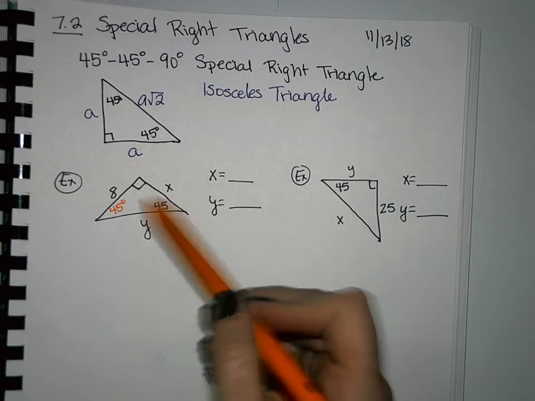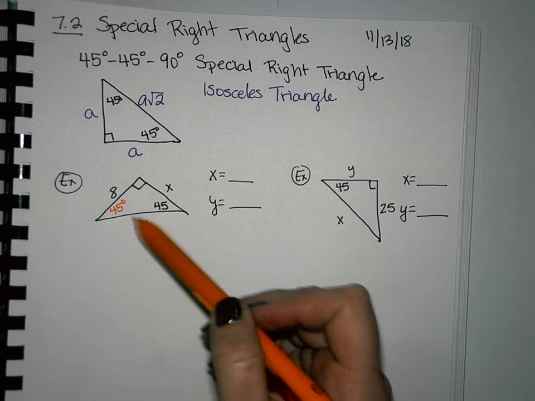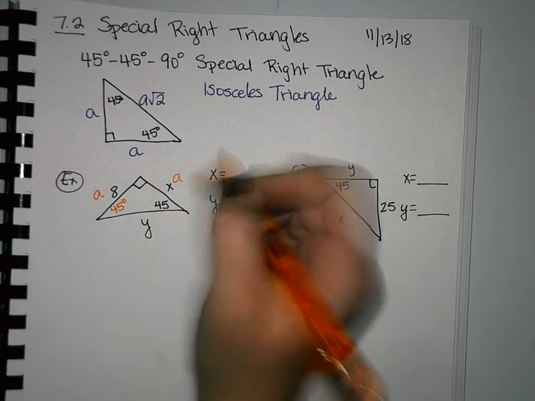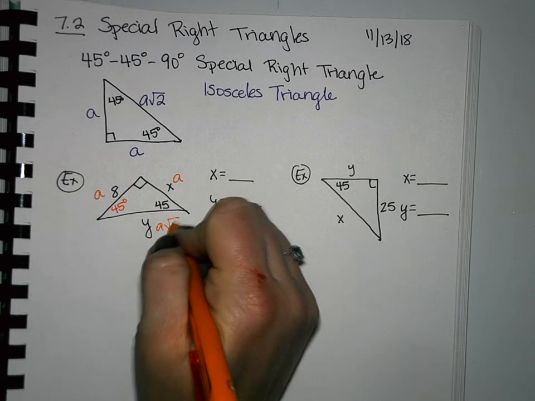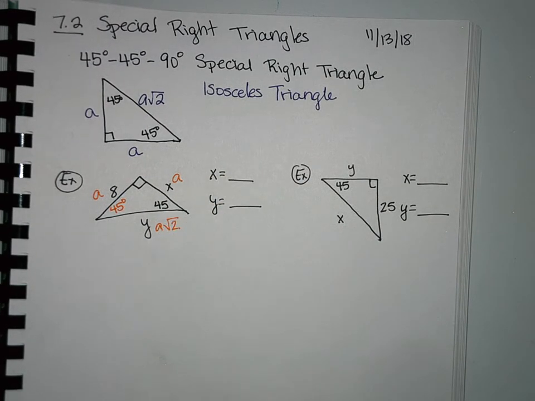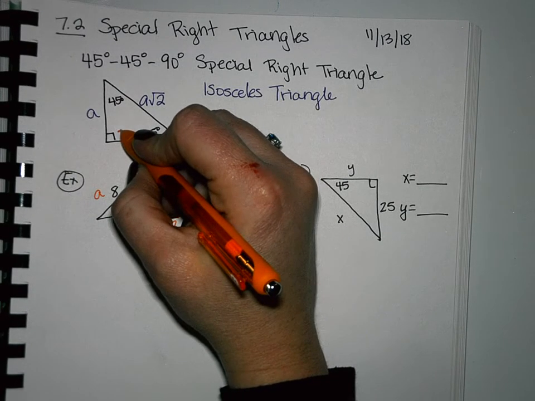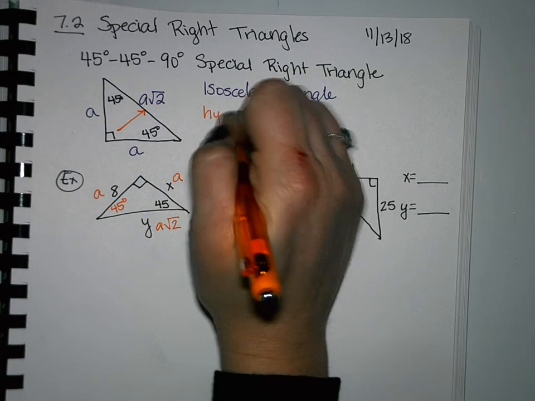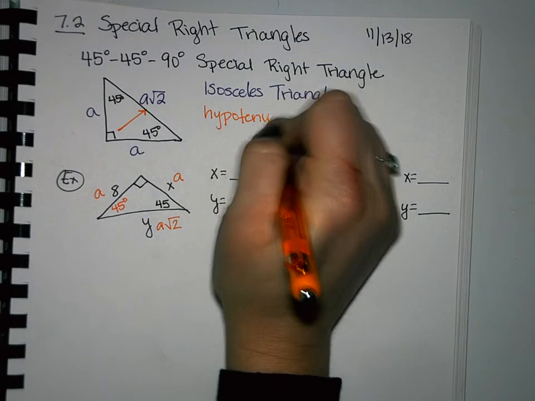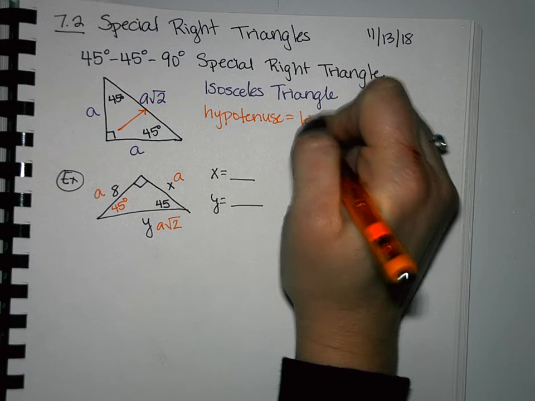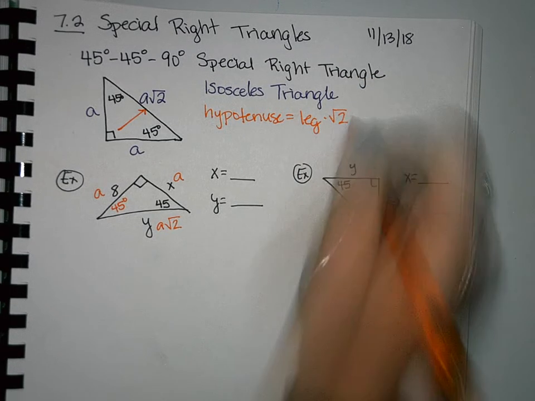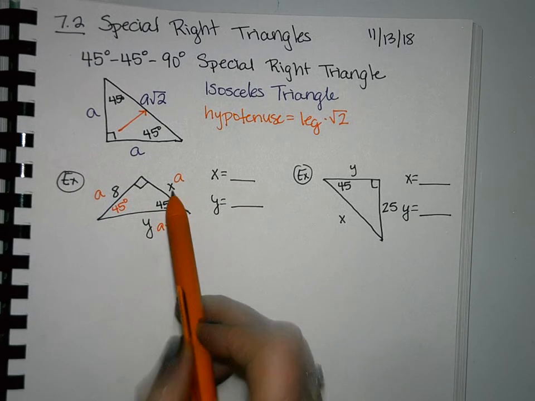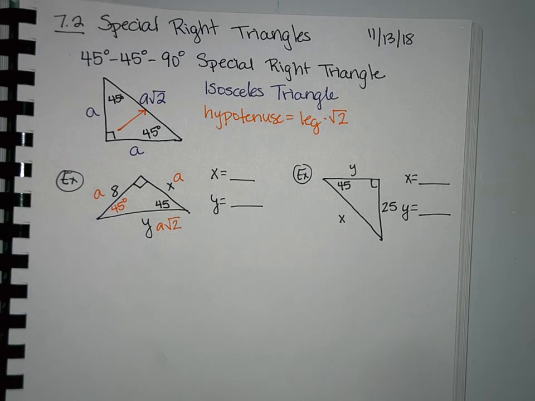Once you're convinced to yourself that this is in fact a 45, 45, 90, I would then put the A's and the A root 2 on the sides they're supposed to go on. So A root 2 is always going to be the hypotenuse. Your hypotenuse is always going to equal your leg times the square root of 2. So our two legs are A, and the hypotenuse is A root 2.